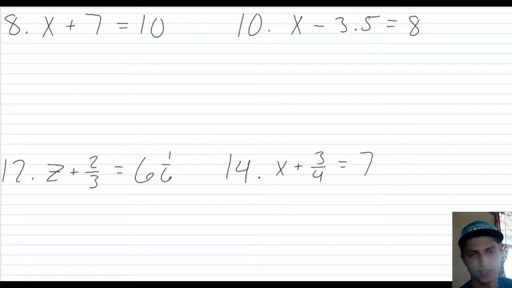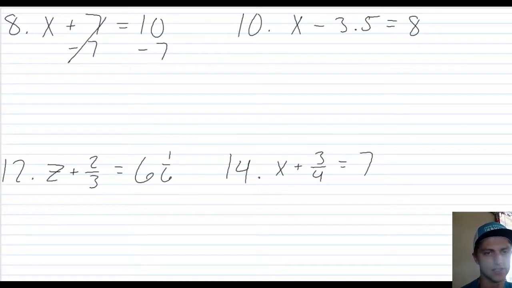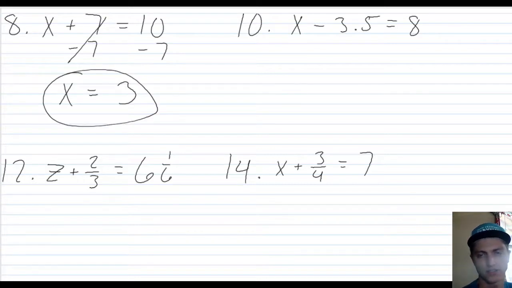And our goal is to get the variable by itself. What is happening to x? x is being added to 7 in x plus 7. What's the opposite of adding? How do we undo addition by 7? We subtract by 7. What we do to one side, we got to do to the other. These things cancel. What are we left with on the left? x. 10 minus 7 gives us 3. x equals 3.